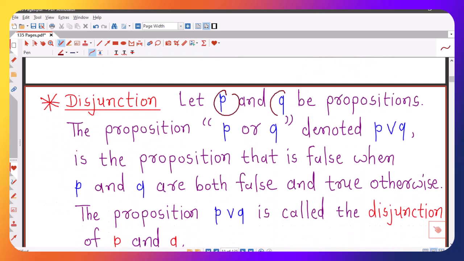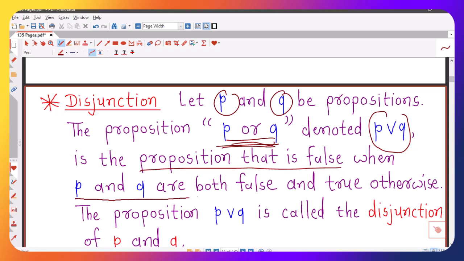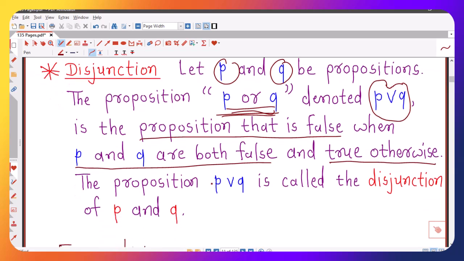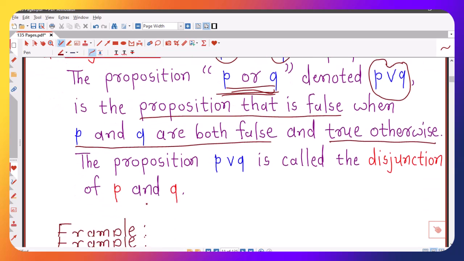Let P and Q be propositions. The proposition P or Q, denoted in this way and read as P or Q, is the proposition that is false when P and Q are both false and true otherwise. Or we can say that P or Q is true if either P is true or Q is true or both are true, and it is known as the disjunction of P and Q.